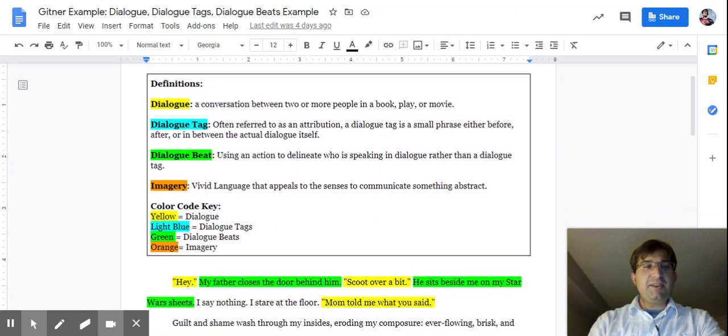Okay. So first, what are some words that we need to know? It might be a good idea to take out a notebook and jot these down. I'll give you a second to pause.